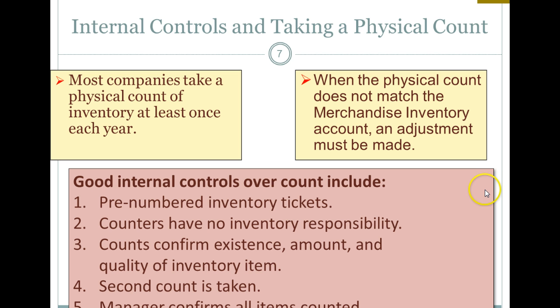Some other good internal controls that help with managing your business are using pre-numbered inventory tickets. Maybe a second count is taken. Managers confirm all items. There's a variety of things. You might use certain locks, certain passwords to get to this inventory. It's one thing if your inventory is a lump of coal. It's another thing if it's a basket of diamonds. As you can tell, the different value of that inventory is going to affect how you manage that inventory.